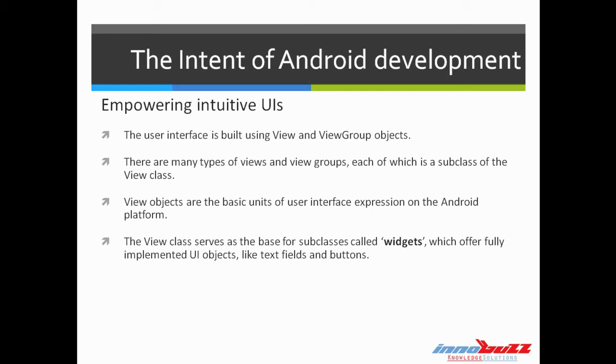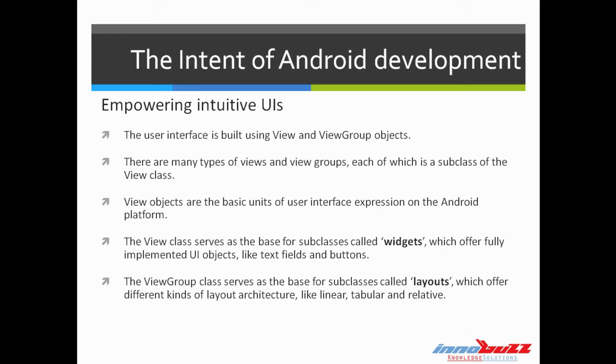The View class serves as the base for subclasses called widgets, which offer fully implemented UI objects like text fields and buttons. The ViewGroup class serves as the base for subclasses called layouts, which offer different kinds of layout architecture like linear, tabular, and relative. UI can be designed both programmatically or externally using an XML file. The preferred method for UI designing is by XML, as the UI is externalized from the business logic.